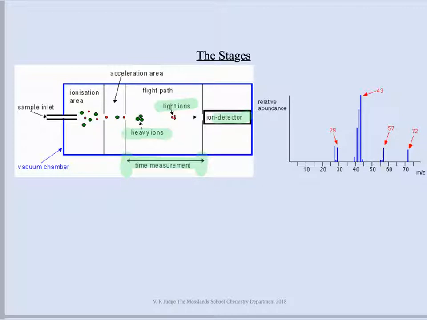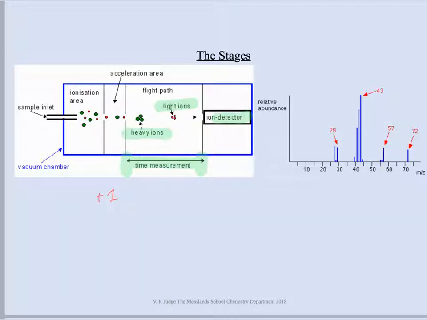So the particles arrive at the detector. They've got a 1+ charge that they were given when they were ionised at the beginning, and when they hit the detector, the ions gain an electron to become neutral again. Now when they do that, they induce a current at the detector, and the size of the current is dependent on how many ions are hitting the detector at the same time. Now, if you remember, ions that are hitting at the same time must be the same type of ion because they have the same mass.